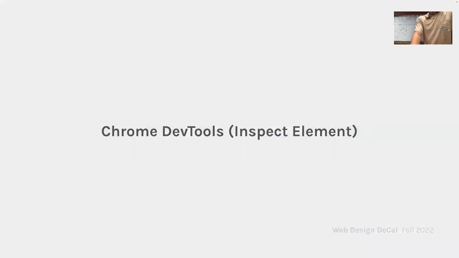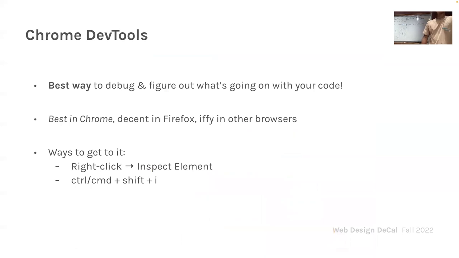This is a really important part of the class too, which is Chrome DevTools, or Inspect Element. Maybe you've heard of it. This is the best way to debug what's wrong with your code, because I'm sure whenever we save the file and refresh the page, sometimes it doesn't work. We recommend you use this in Chrome. I don't even know how it looks in Firefox because I don't know anyone who uses that.